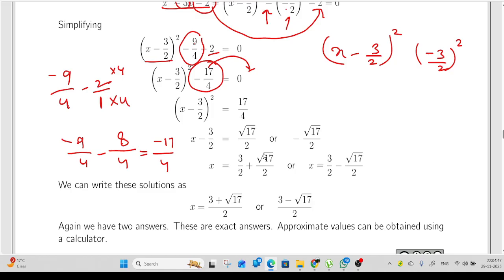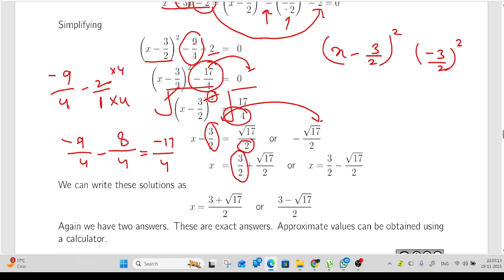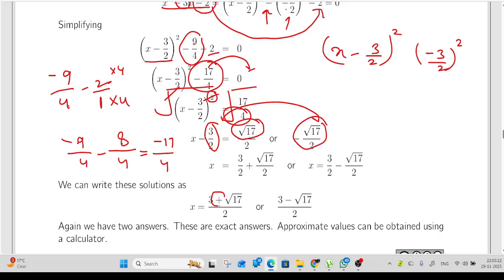What I do next is this square, I have the square on one side. To remove it, I square root both sides. So when I square root both sides, this cancels out. Now I have the square root on this side. Square root of 4 is 2, right? I take negative 3 over 2 to the other side and it becomes positive 3 over 2, right? Because I got two answers, one with positive root 17 over 2 and one with negative root 17 over 2, with one positive and one negative sign.